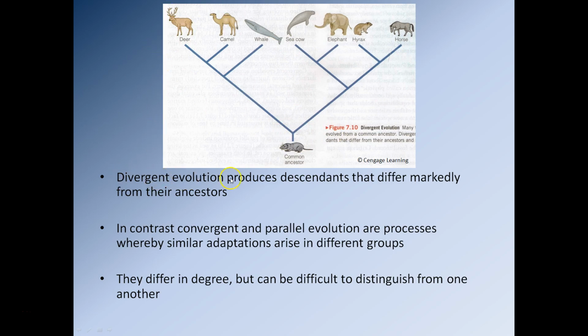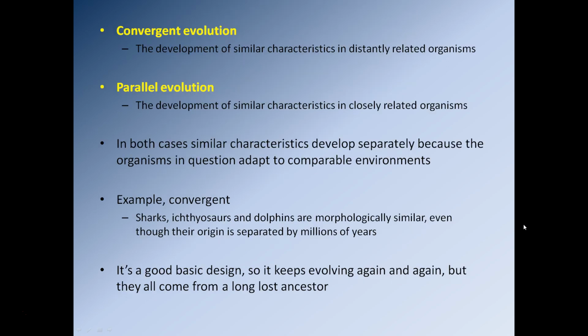So divergent evolution produces descendants that are markedly different from their ancestors. In contrast, convergent and parallel evolution are processes whereby similar adaptations arise in different groups. They differ in degree, but can be difficult to distinguish from one another. So let's think about convergent evolution.